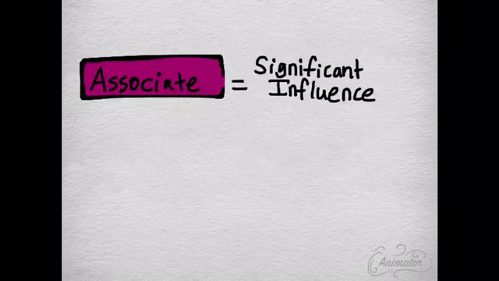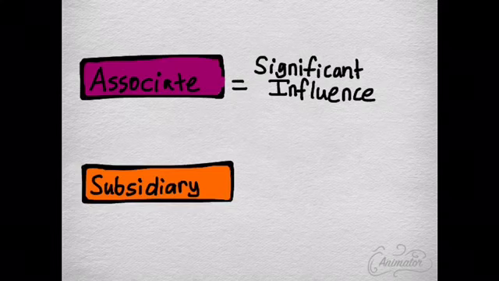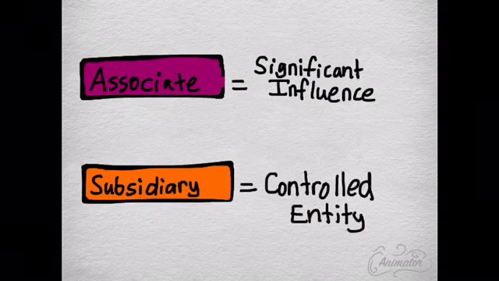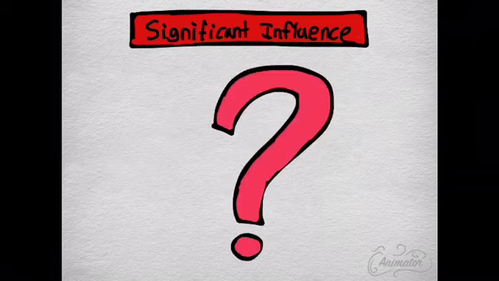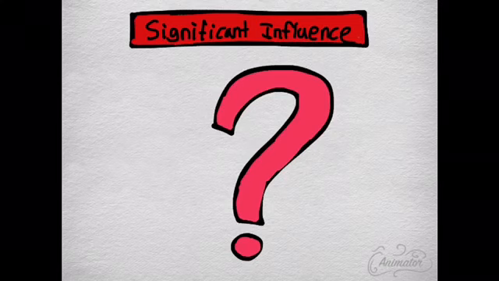When an investor acquires something from the other entity, that entity could either be called the associate, in which the investor has significant influence, or the subsidiary, which is the controlled entity. And these two are quite different from each other. So when we say significant influence, how much is significant influence?